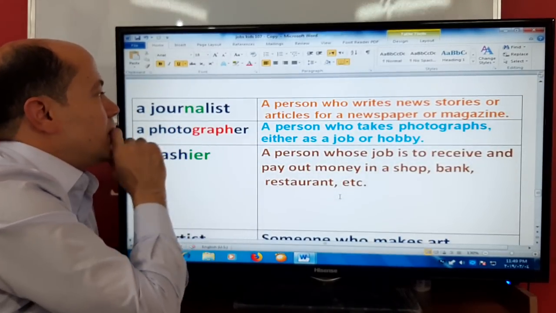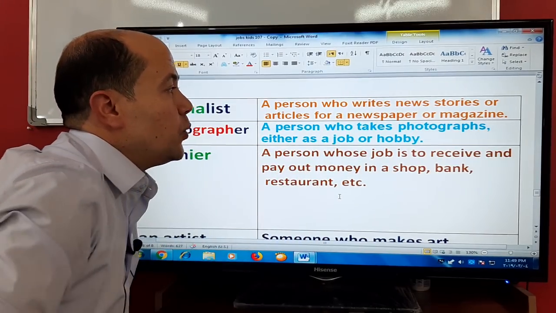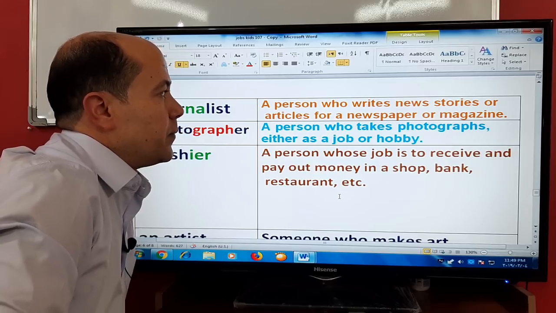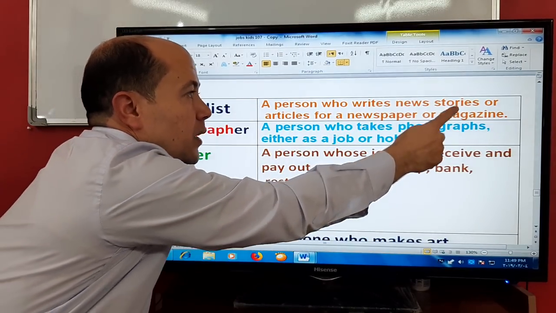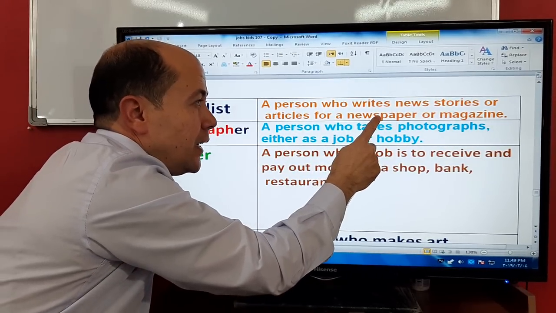A journalist. صحفي. A journalist. A person who writes news stories or articles for a newspaper or magazine. الشخص الذي يكتب أخبار, قصص الأخبار أو المقالات لجريدة أو مجلة.